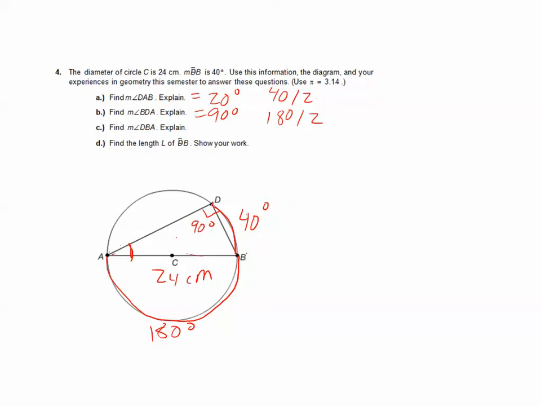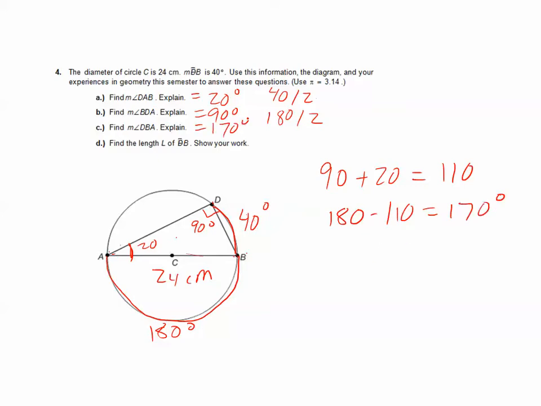And then for your last angle, DBA, you can do several things, right? The easiest thing would just be to take 90 plus 20, which is 110, and then take 180 minus 110, which is 70 degrees. So this is 70 degrees. The last thing it wants you to do is actually find the length of arc DB.